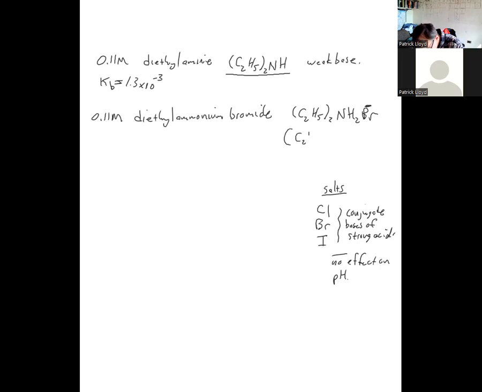It's really (C2H5)2NH2 plus. And then there's a Br minus, which will dissolve away when you put it into water. So really, if you take a look at this, what is the difference between the ammonium salt and the amine? It's just that you've added an H plus. So this is the conjugate acid of the base, right? Of this base right here, of this weak base.